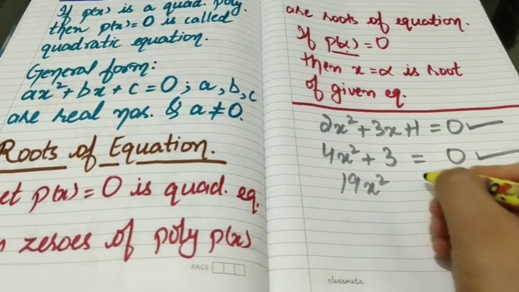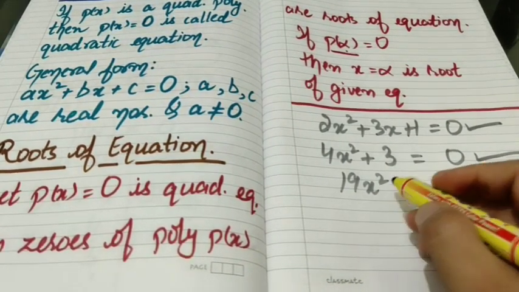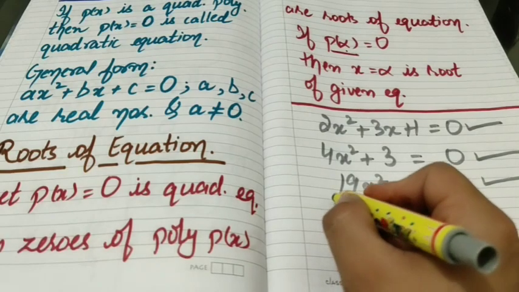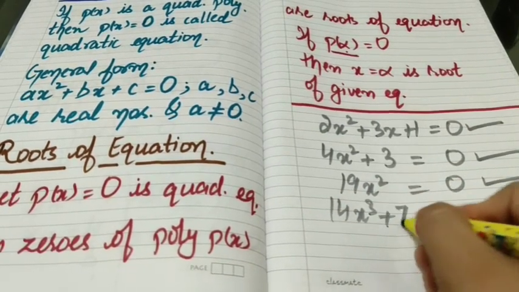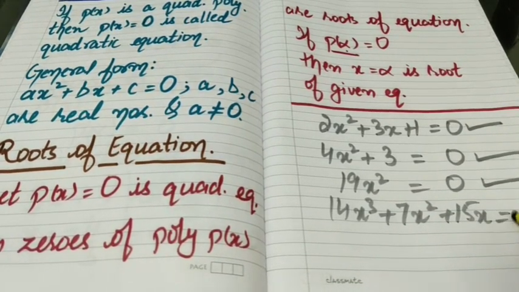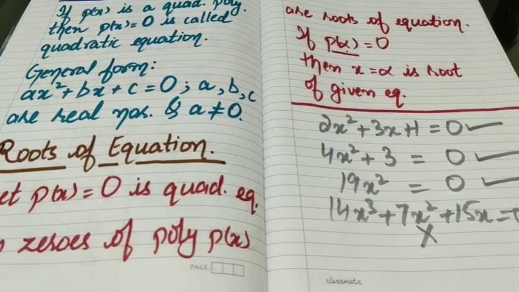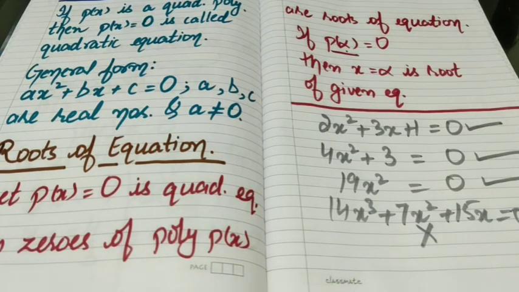19x squared equals to 0. Yes, this is also a quadratic equation because the degree is still 2. But if we talk about 14x cubed plus 7x squared plus 15x equals to 0, this is not a quadratic equation because its degree is 3. For an equation to be quadratic, its degree should be 2 only. And here we are particularly talking about quadratic equations in one variable only.